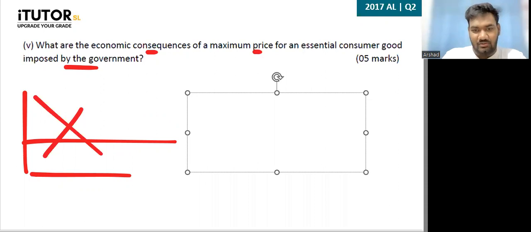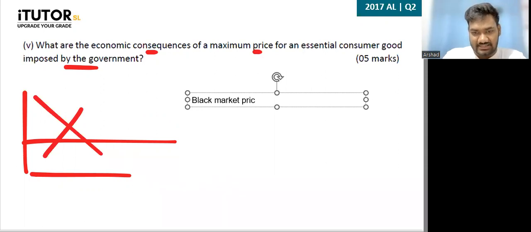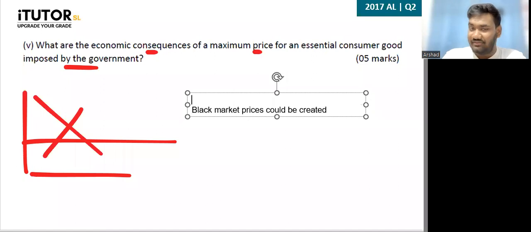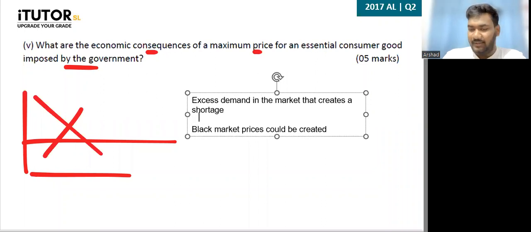Okay. That could be black market prices could be created. We'll put that below though. Can you give me some other stuff? Can you give me the basic ones? First of all, what happens, guys? There is an excess demand in the market, right? That creates a shortage. Okay.